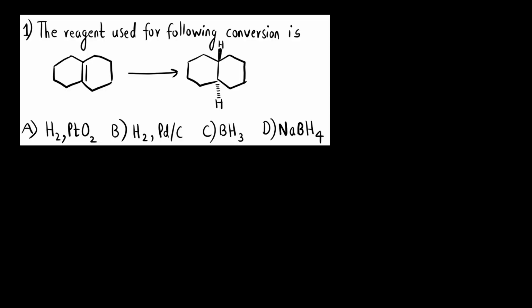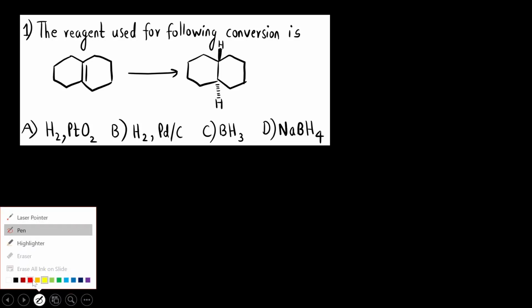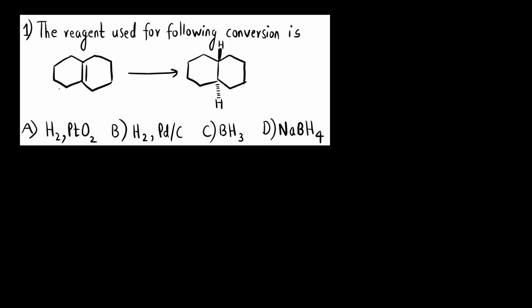So this is the JAM 2023 mock test section A solutions. The first question is: the reagent used for the following conversion is. So here you can see this is the reactant that has an alkene, and what is added? Two hydrogen atoms are added across the alkene. So this is what you can call it as.